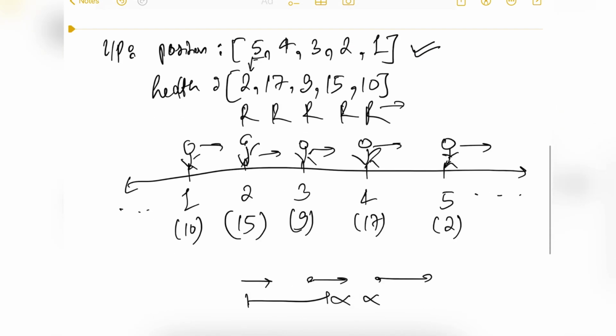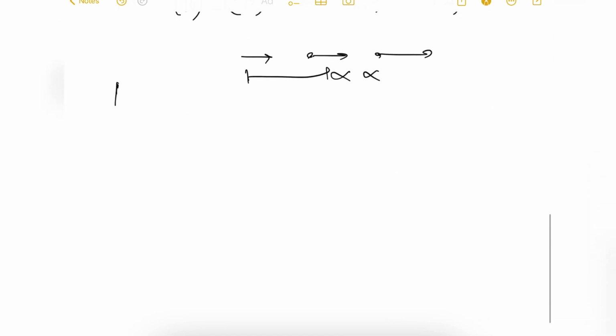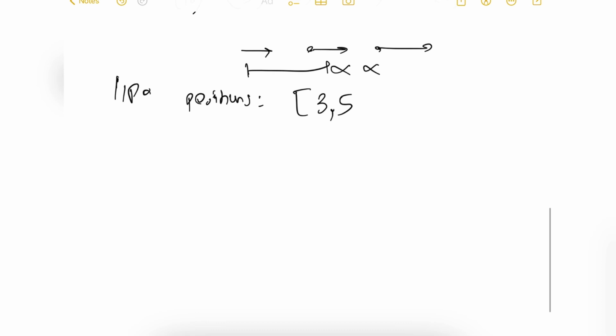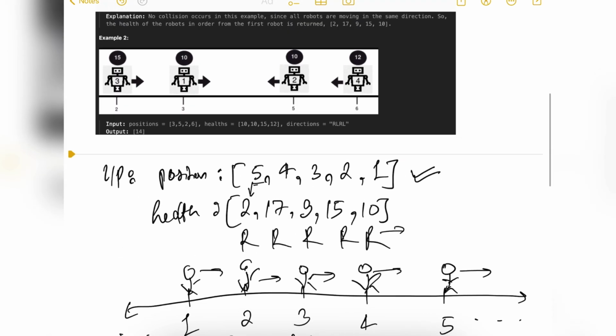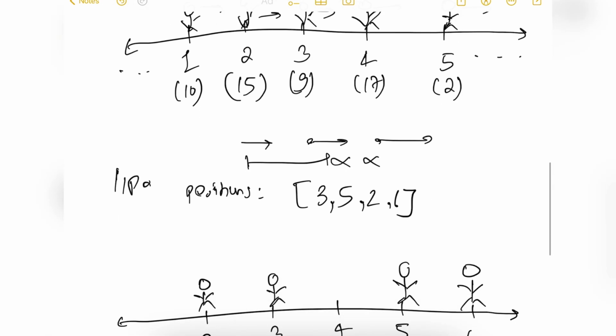Let's take another example. When position is 3, 5, 2, 6. Alright, we'll try to plot it. So one robot is at 2nd position, then one is at 3rd position, then at 4th we have nothing, and at 5th we again have one more, and finally at 6th we have the last one. And what are their healths? 10, 10, 15, 12.